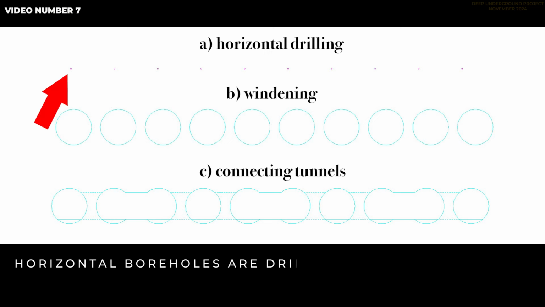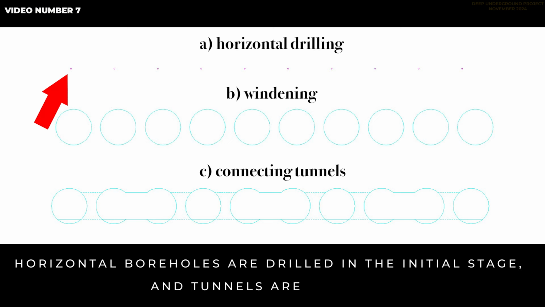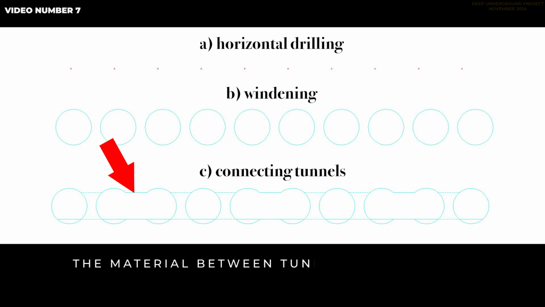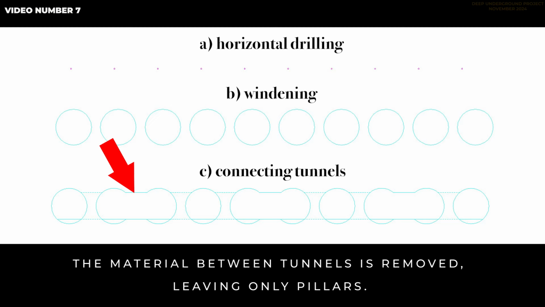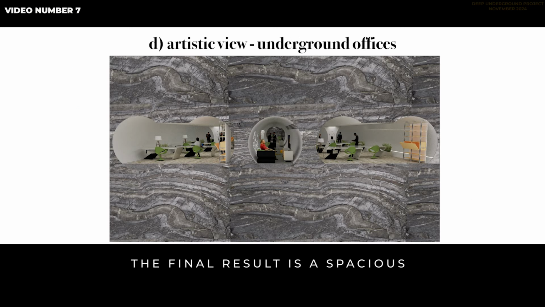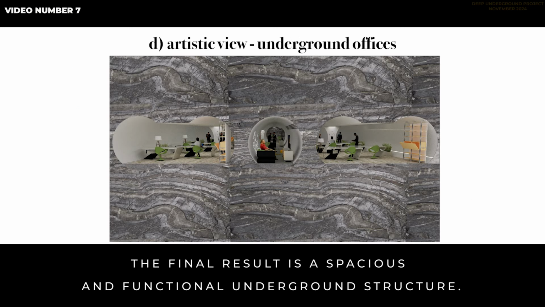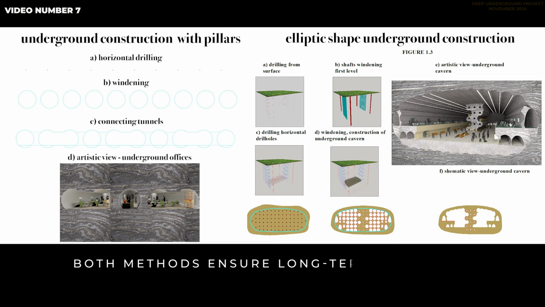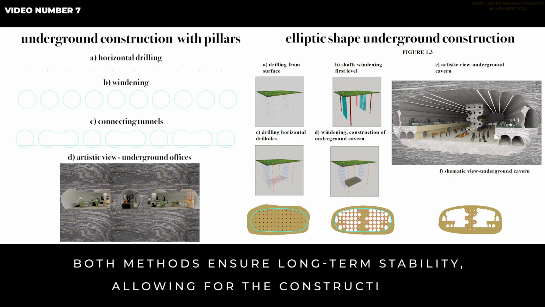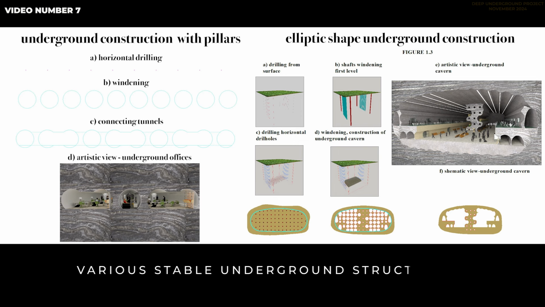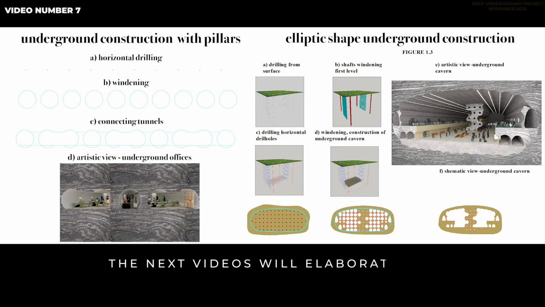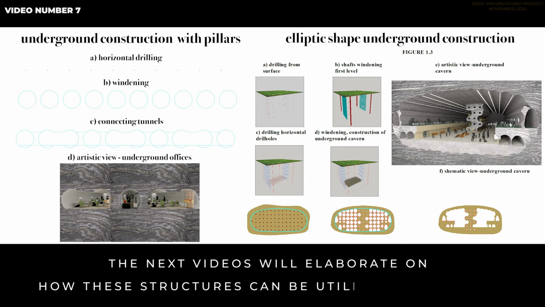Horizontal boreholes are drilled in the initial stage and tunnels are widened. The material between tunnels is removed, leaving only pillars. The final result is a spacious and functional underground structure. Both methods ensure long-term stability, allowing for the construction of various stable underground structures. The next videos will elaborate on how these structures can be utilized effectively.